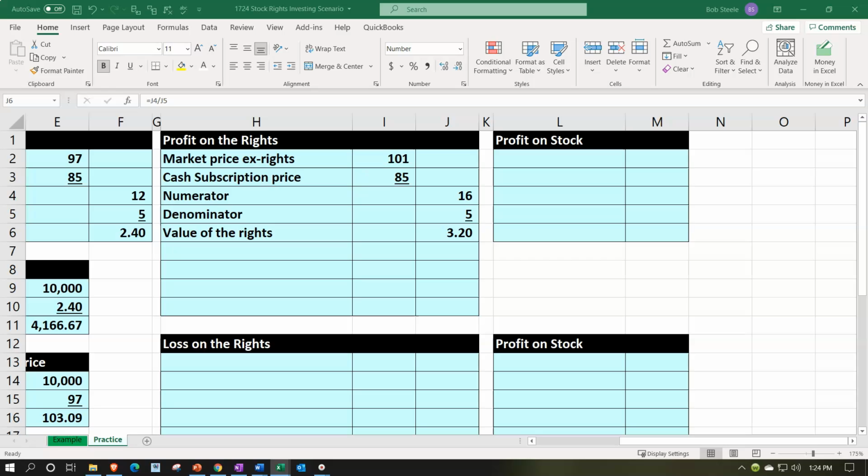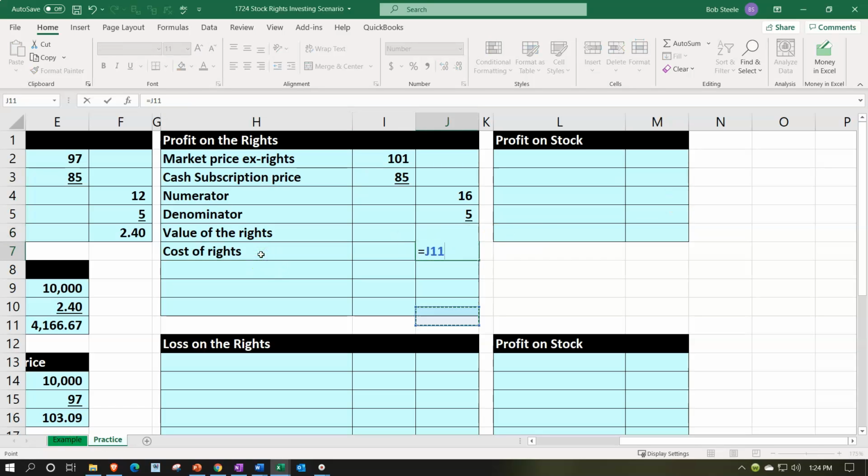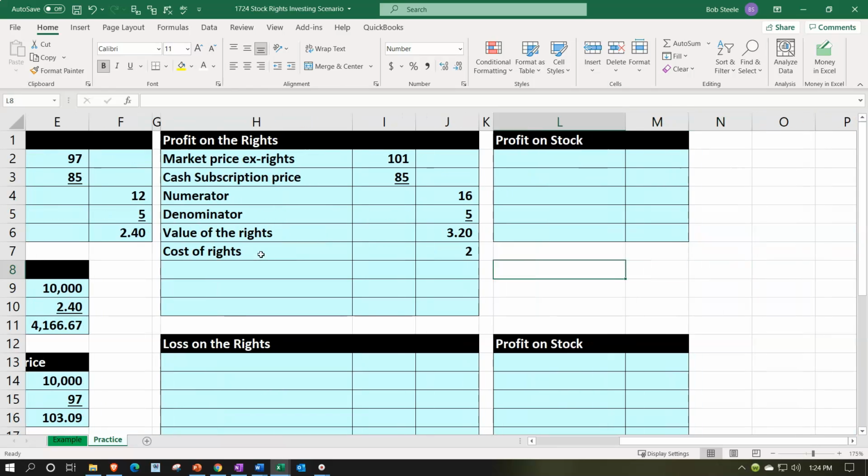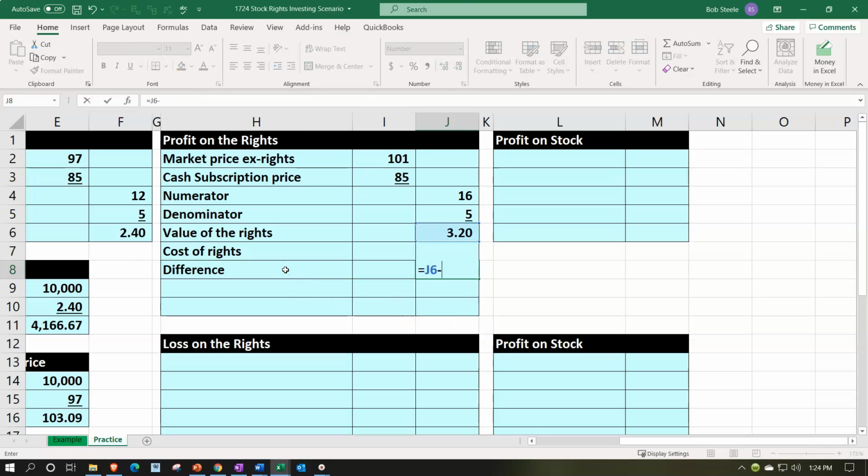The cost of the rights, how much we paid for the rights, is equal to what we paid down here, which was the $2.40. We'll go back up top, go to the number group, add a couple decimals, and underline it, font group and underline. That's going to give us a difference, which is equal to the $3.20 minus the $2.40. Adding a couple decimals in the number group, we got the 80 cents.